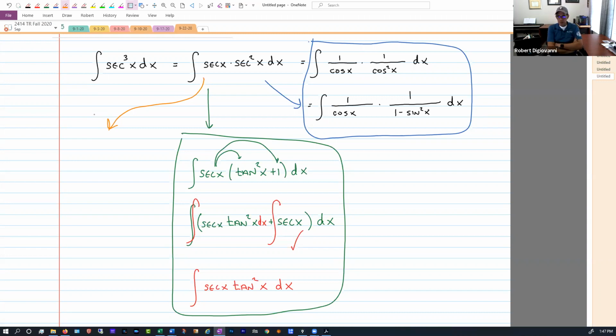So I'll give you another minute or two for someone to either continue us down the blue or green path, or someone suggests something down that orange path.